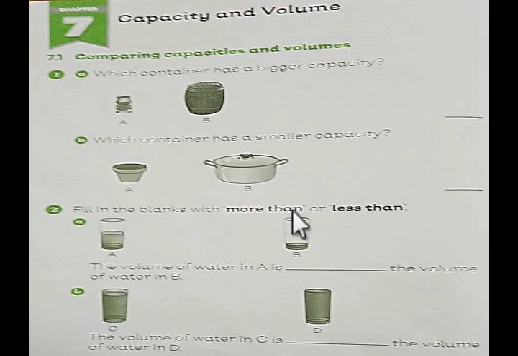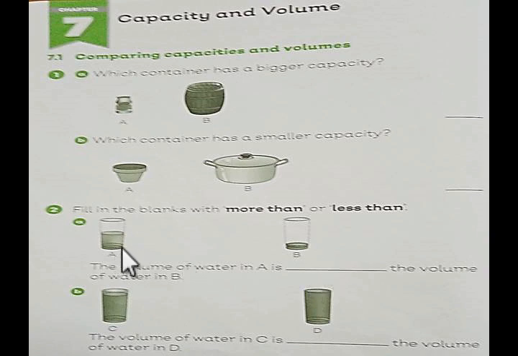Number 2. Fill the blanks with more than or less than. So you will write more than or less than. More than means many, a lot of water. When you say less than, it means a little amount of water. Letter A. The volume of water A, this is the volume of water A, is it more than or less than the volume of water in B?